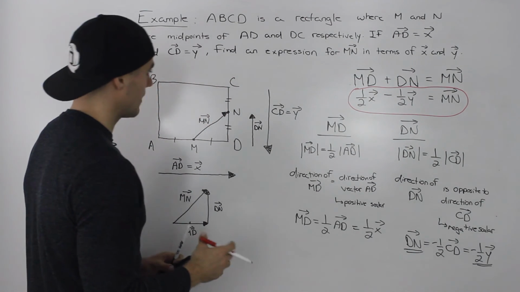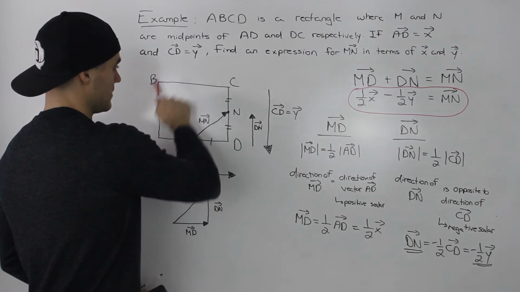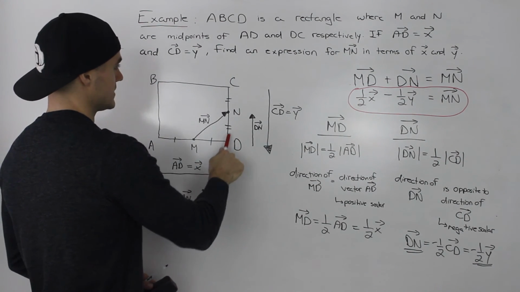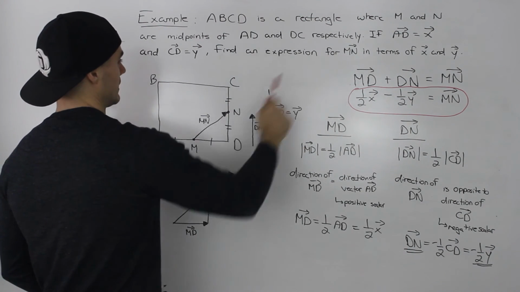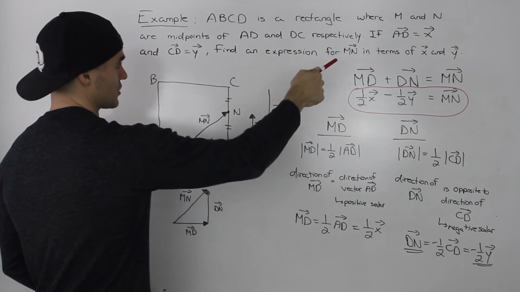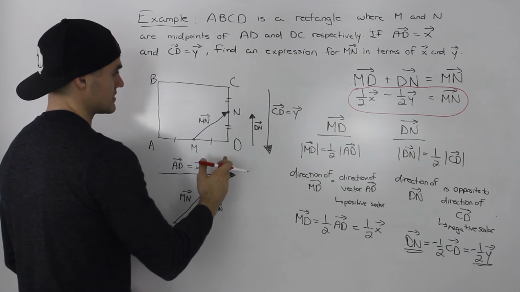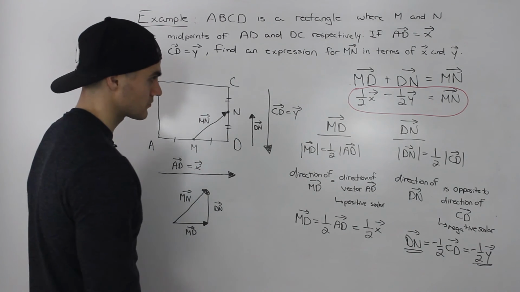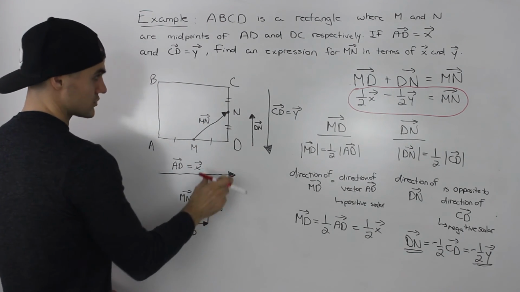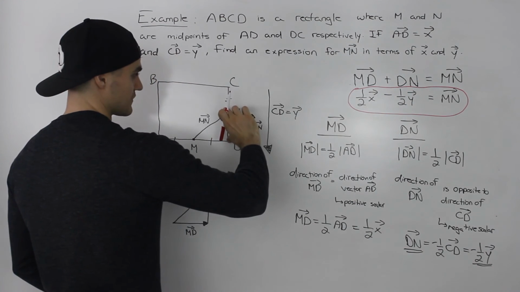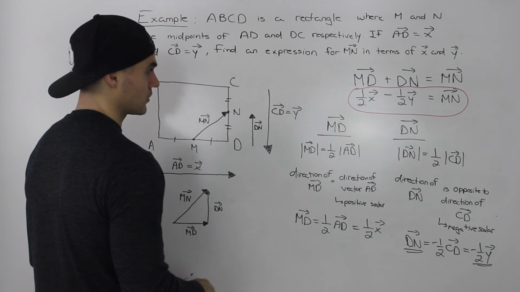So let's do a little recap of what happened here. We're given this rectangle ABCD. M is the midpoint of AD and N is the midpoint of this length CD. We have to find an expression for MN in terms of vectors X and Y, where X is equal to vector AD and Y is equal to vector CD. MN we're able to break down into vector MD plus vector DN, and the resultant of those is vector MN, which is what we're looking for.